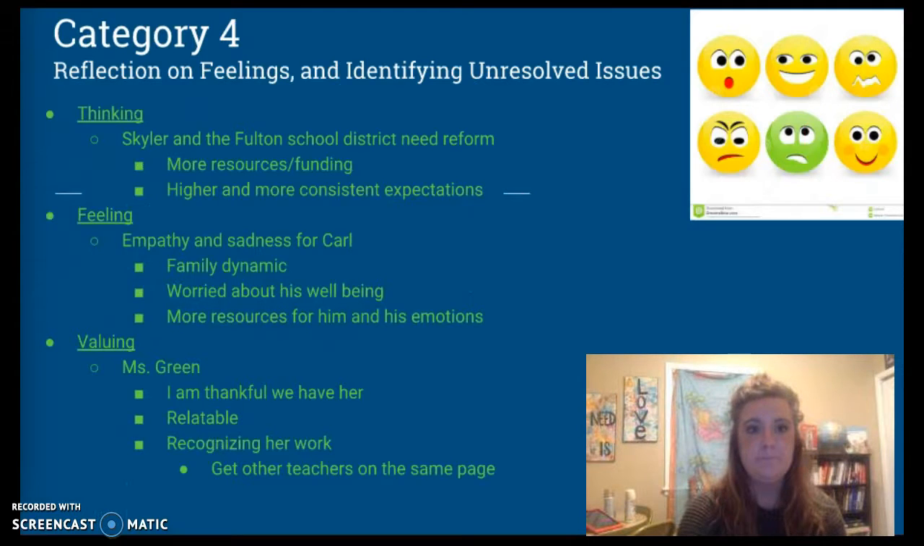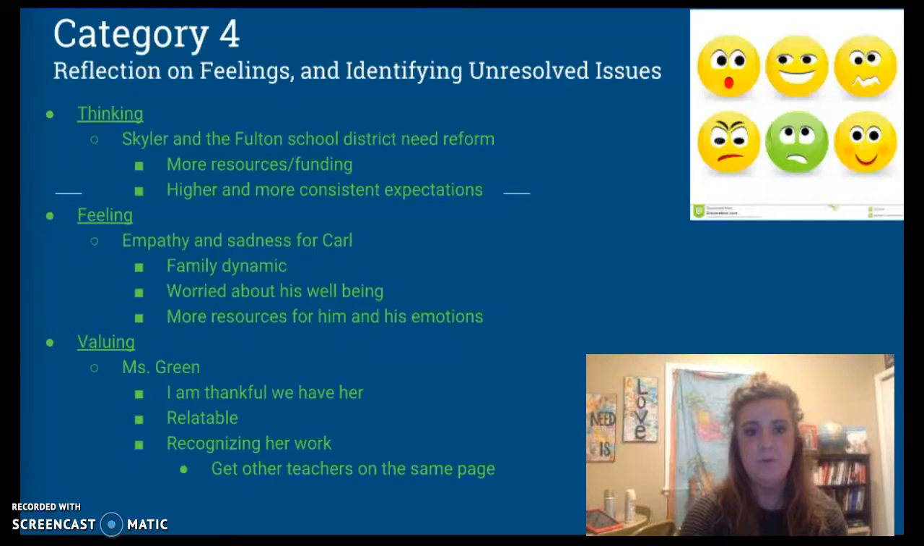Category 4. So to debrief my feelings and a reflection on this, my first thoughts go to the fact that Schuyler and Fulton as a school district need some serious reform. They have a lack of resources, and it is clearly affecting the good of the students and their educational and emotional needs. I can't help but think on a bigger scale of the things that the district needs beyond the behavioral issues of Carl.